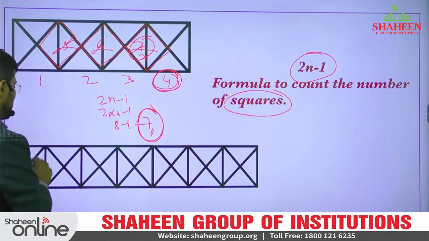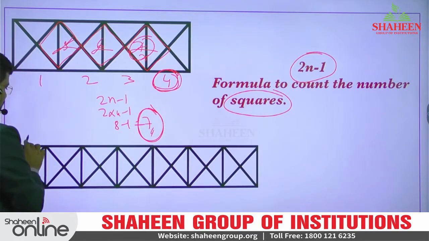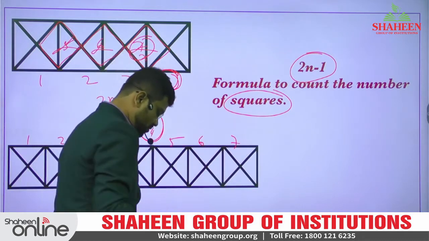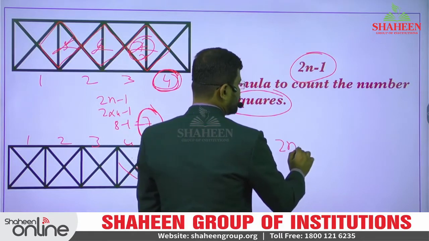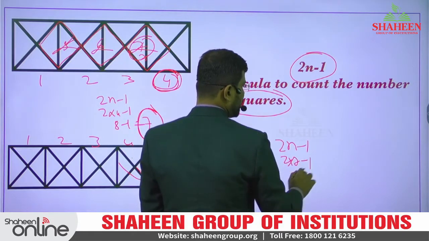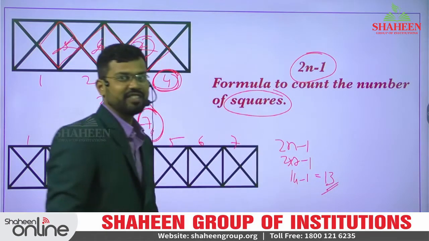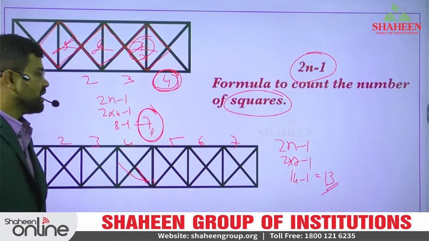Now look here, again we will see. How many squares are there in the given figure here? This is 1, 2, 3, 4, 5, 6, 7. So this is 7. Using 2n minus 1, 2 into 7 minus 1, 2 into 7 is 14, 14 minus 1 is 13. How many squares are there? There are 13 squares in the given figure.